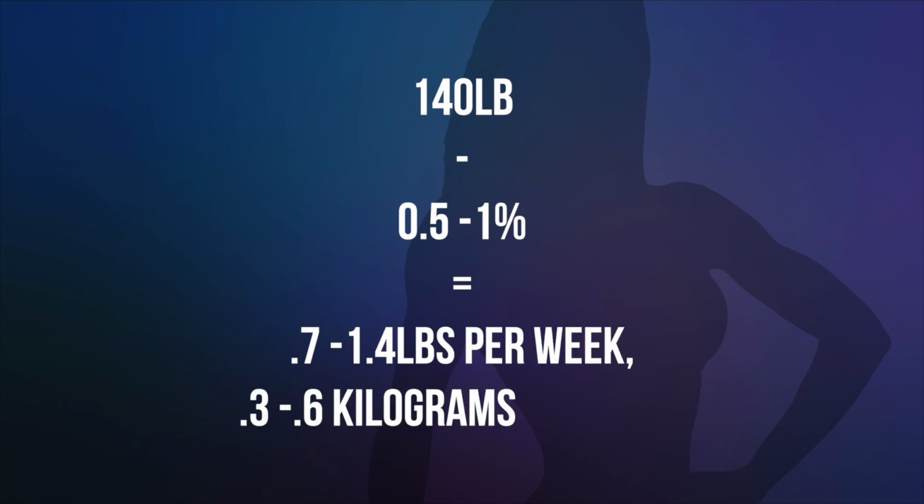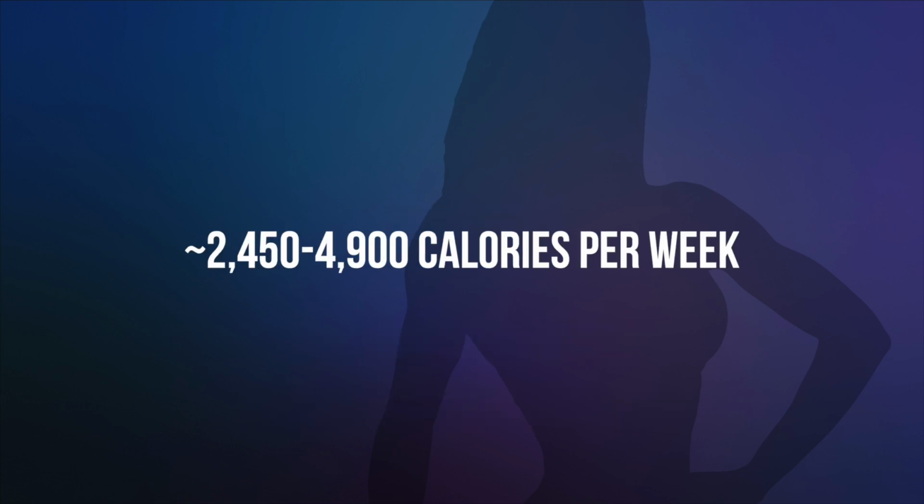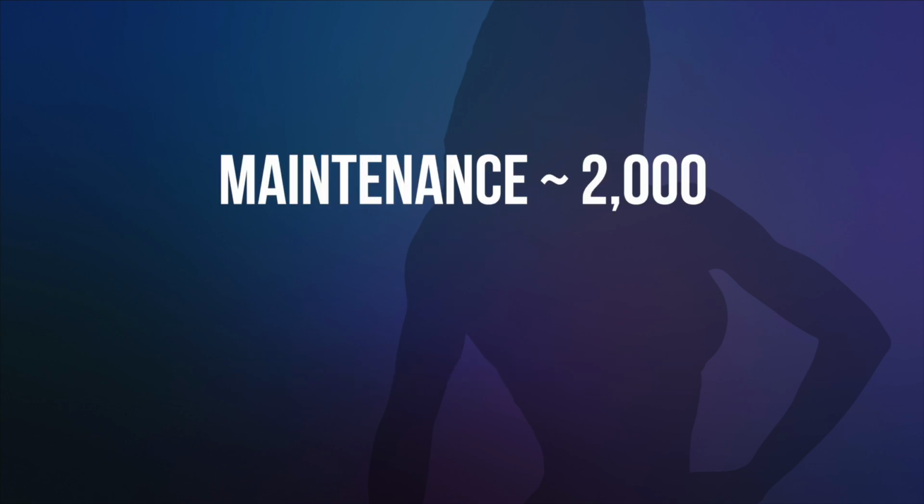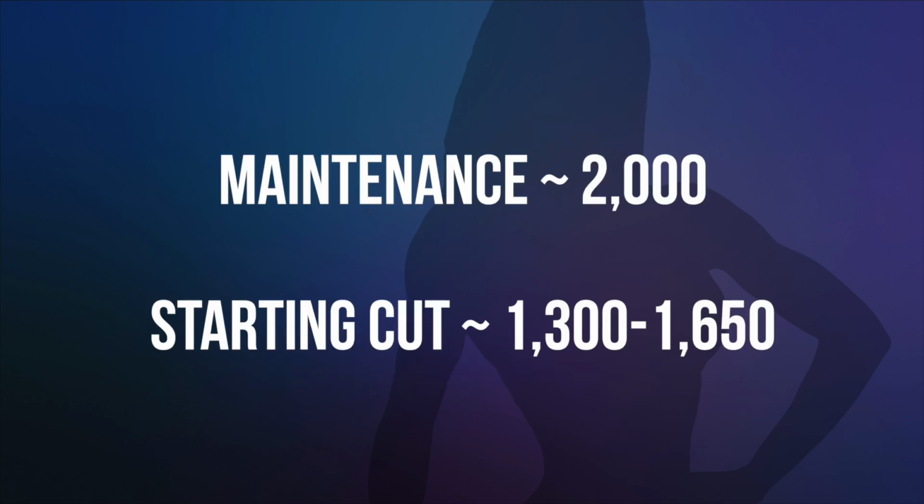With our female avatar who weighs 140 pounds, losing 0.5 to 1% of her body weight would be 0.7 to 1.4 pounds per week, or about 0.3 to 0.6 kgs per week. That equates to an average deficit of approximately 2,450 to 4,900 calories per week. Divide that number into 7 days, and that would be an average deficit of 350 to 700 calories per day. And since her usual maintenance calories is around 2,000, this means that her daily caloric average for starting her cut would be somewhere between 1,300 and 1,650 calories per day.